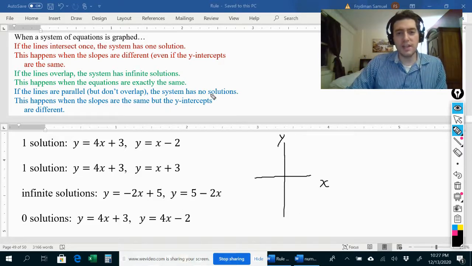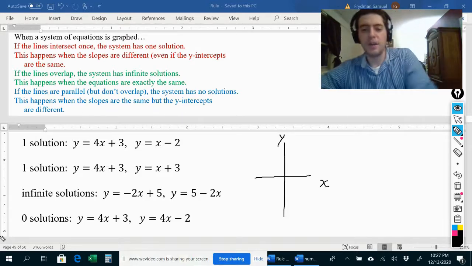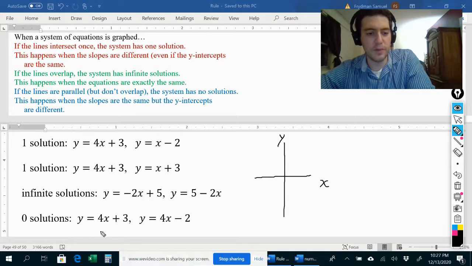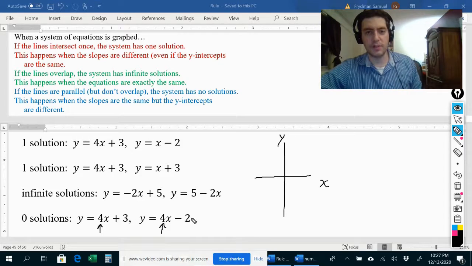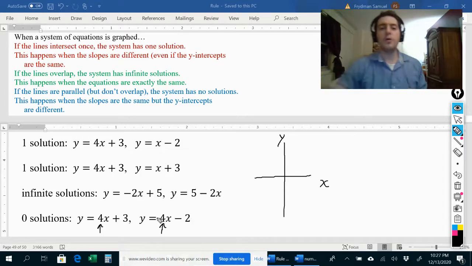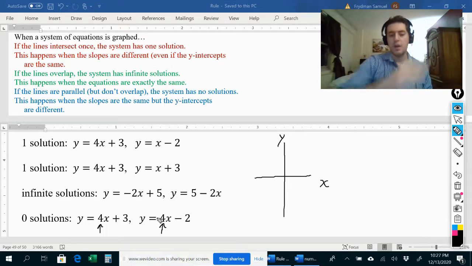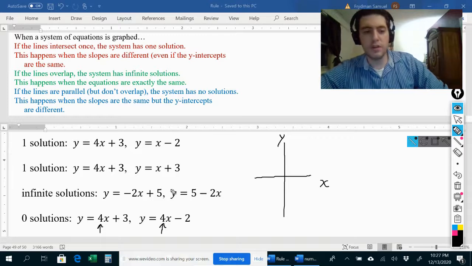We're going to get no solutions when the slopes are the same, but the y-intercepts are different. We can see here the number that is next to x for both of these is 4. And the constant terms are different. That means the y-intercepts are going to be different. So the slopes are going to be the same. Both lines are going to have the same steepness, but they're going to cross the y-axis at different places. So this one over here, which is actually exactly the same as this equation, has a y-intercept of (0, 3), and then the slope is 4.